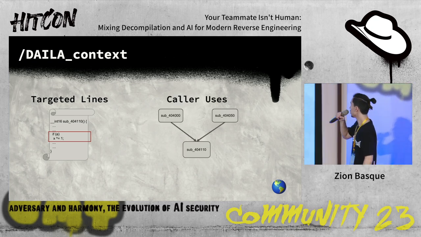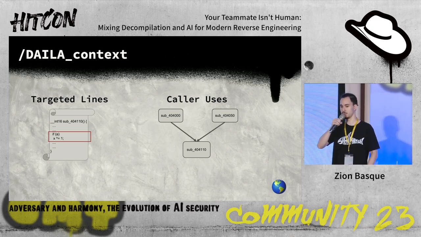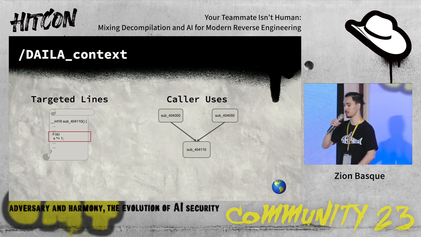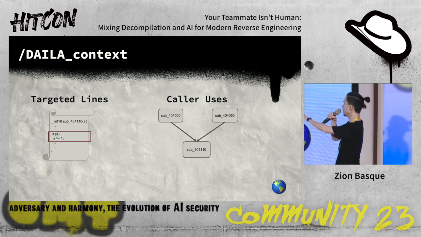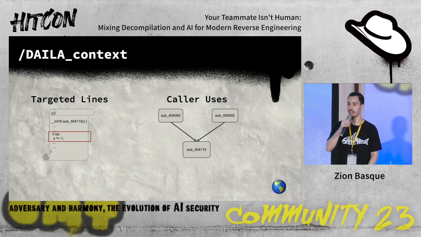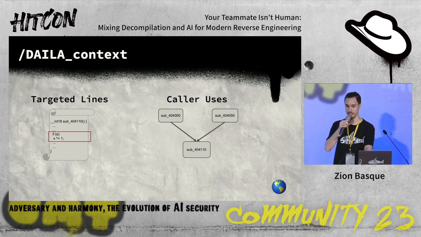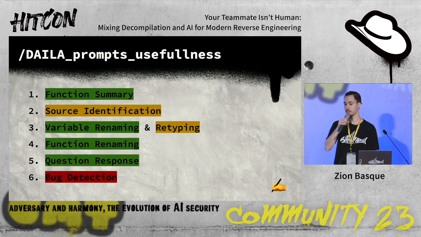The other one is caller uses, and this is a very classic binary analysis technique. You find everywhere that this function might be called, and you speculate that that call site has a lot of information about what the function actually does. So that's what we use as well. We get a summary, or we use that sub up there, we get that context, and we use all three together, and that lets the AI agent know more about how the function is used and kind of assume what it is.